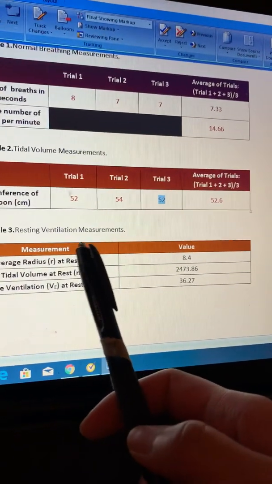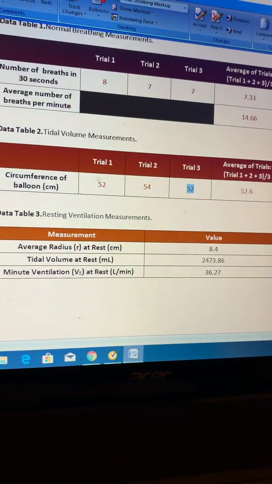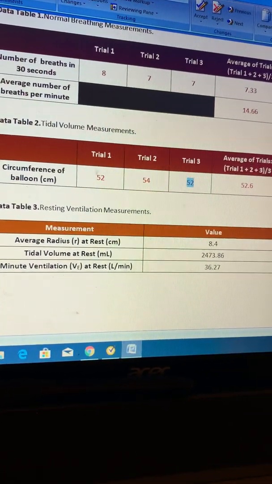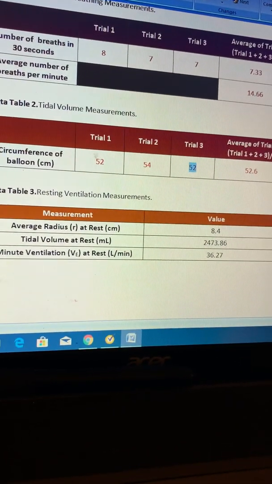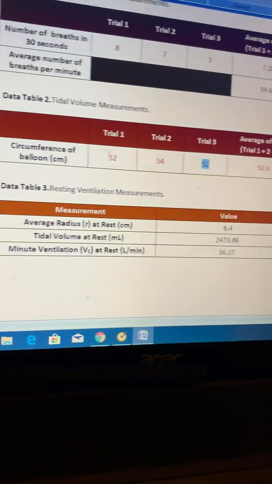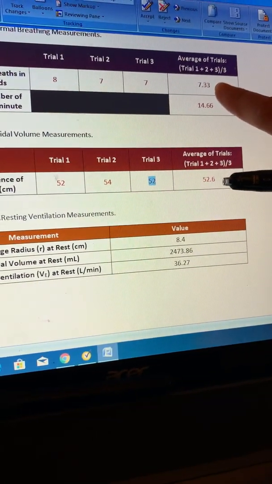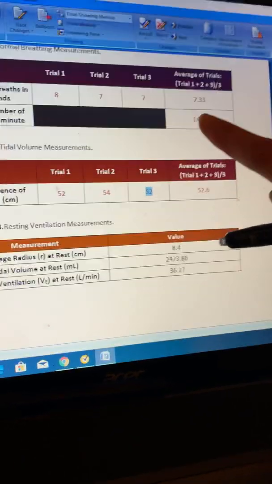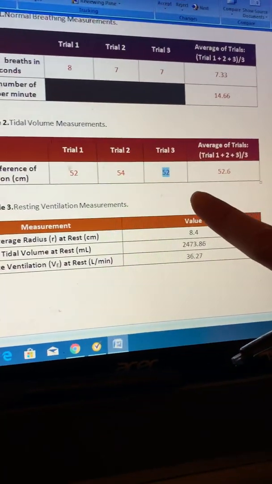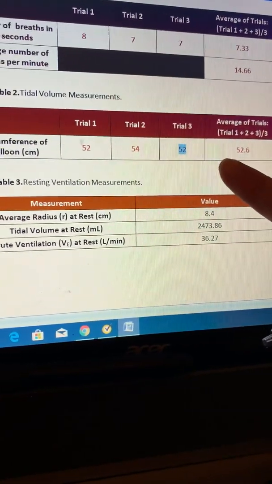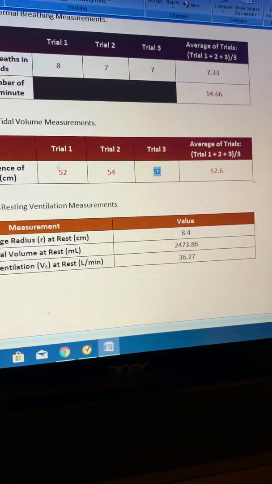To get the resting vital measurements, you get the radius of the balloon by calculating the average radius: dividing the average circumference of the trials by 2 pi, or 6.28. So the answer is 8.39, or 8.4. And to get the volume, the equation is 4 pi r cubed divided by 3. And so that's the answer.